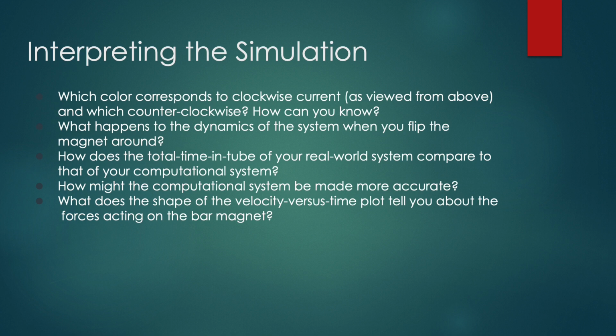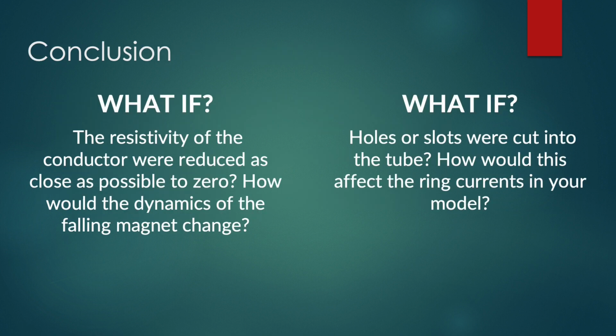The shape of the velocity versus time plot also tells us that the force acting on the bar magnet steadies and eventually becomes zero. So now we will answer some what-if questions. What if the resistivity was reduced to zero? Well, then the induced current and magnetic force would increase and oppose the change in flux. This would make the magnet fall much slower and take longer to fall.